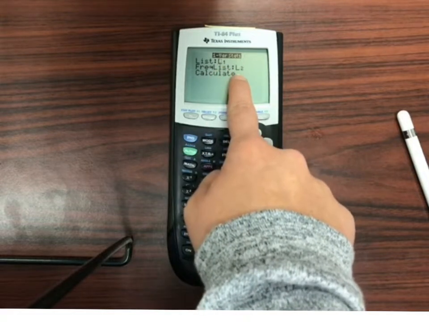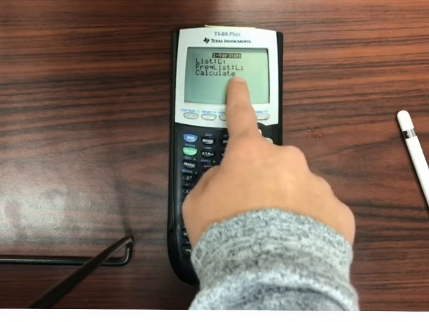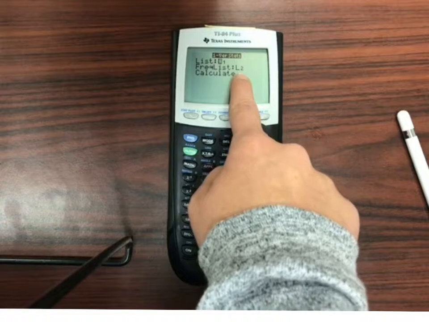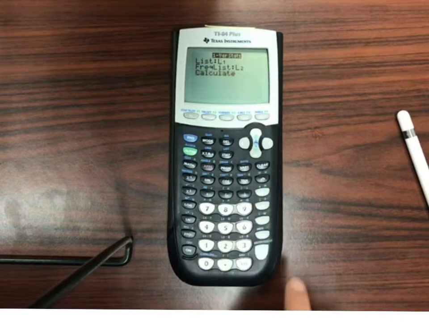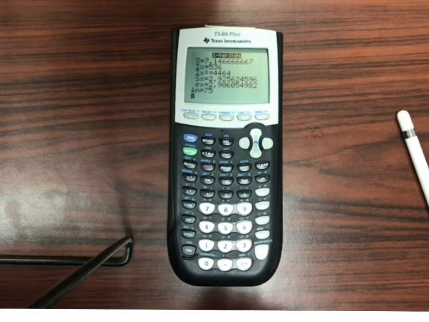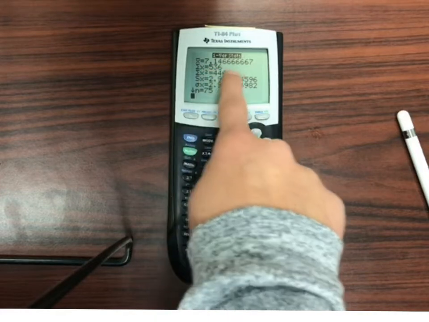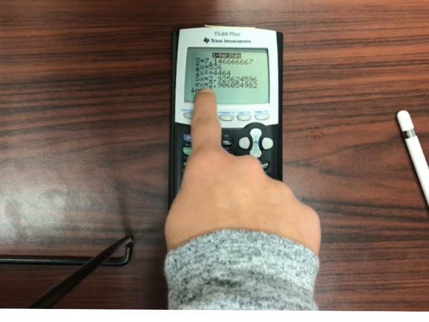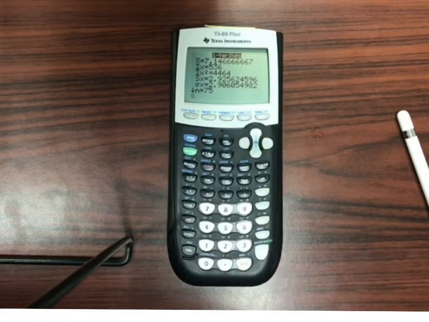And then here, we do have a frequency list. Some of you, when you open this, it might not have this. It might just be empty. You need to make sure you put in L2 as our frequency list. You can do that by doing second and then 2. And then you are going to hit calculate. And that X with the bar over the top, that's our mean, 7.15. And then this right here is the standard deviation, 2.906054982.